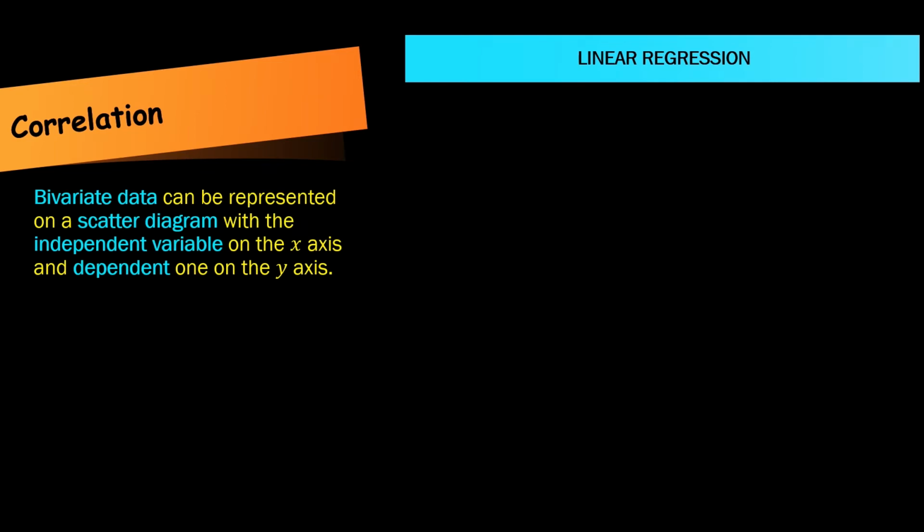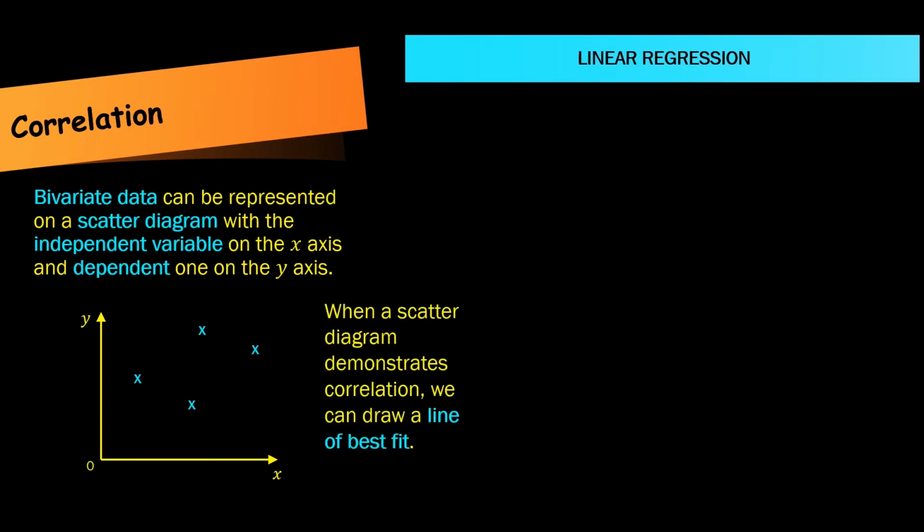Bivariate data can be represented on a scatter diagram with the independent variable on the x-axis and the dependent variable on the y-axis. Suppose we have a scatter diagram looking something like this. When a scatter diagram demonstrates correlation, we can draw a line of best fit. But which is the line of best fit?